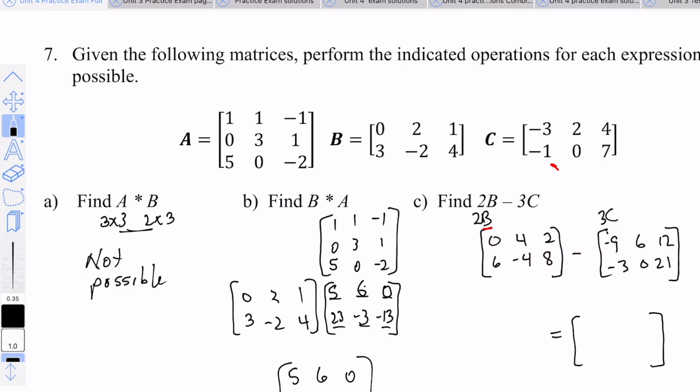So 0 subtract -9 is 9, 4 subtract 6 is -2, 2 subtract 12 is -10, 6 subtract -3 is 9, -4 subtract 0 is -4, and 8 subtract 21 is -13.